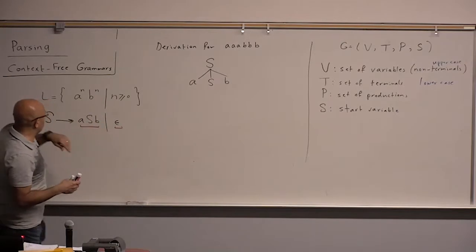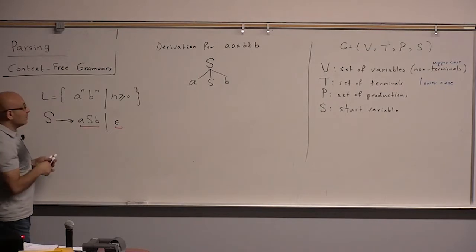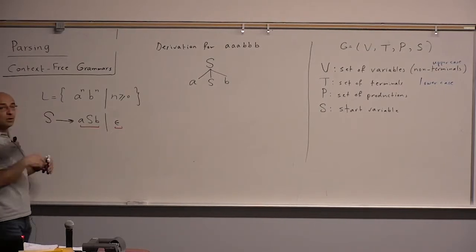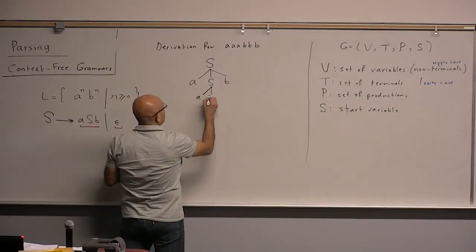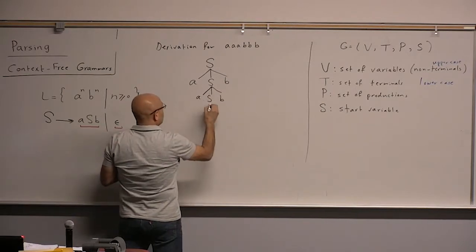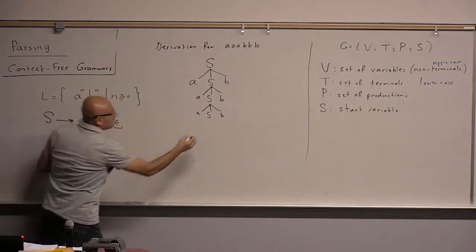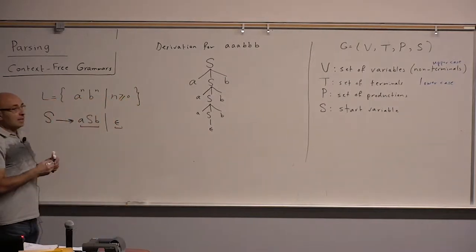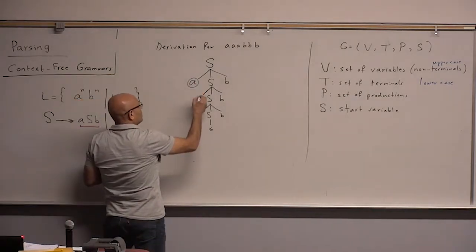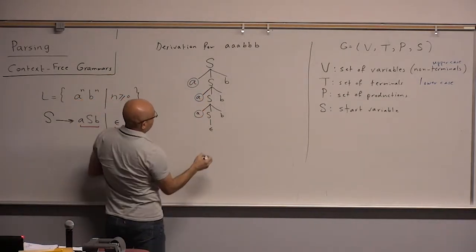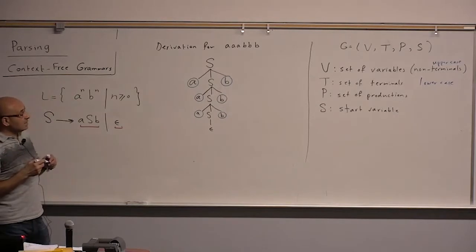So at any step, you can substitute for S either this or this. You have two possible substitutions because you have two possible rules or productions. And for this S, we also substitute ASB, and we do it again, ASB. Then, in the final step, we substitute epsilon. So the string that we have just derived is this string, A, B, B, B.